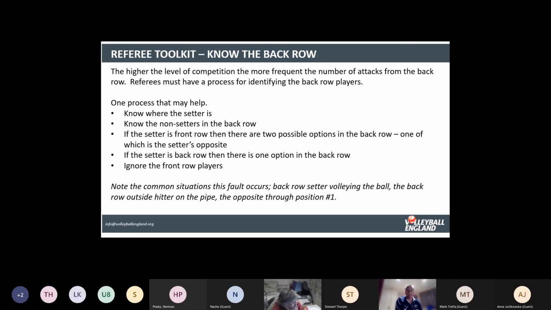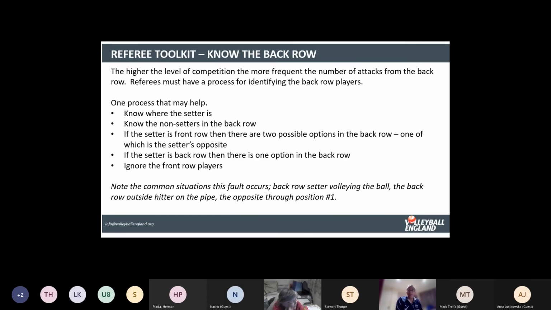The second one is that the back row outside hitter is in the pipe. It's a difficult one to see, but it's one that you need to identify when it may occur. And also the opposite, who goes through position one. These are all situations that occur quite often.